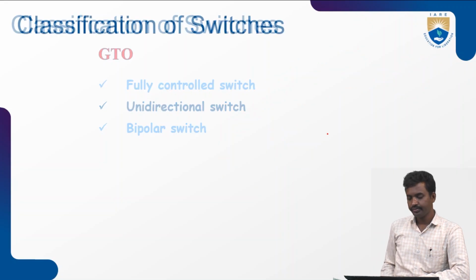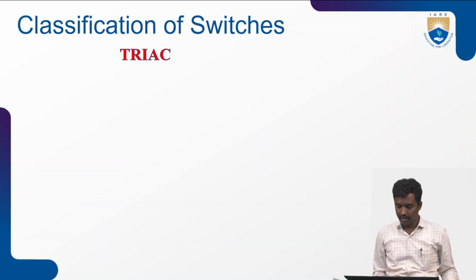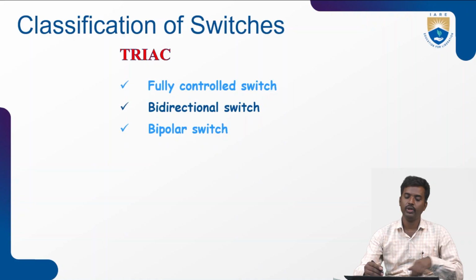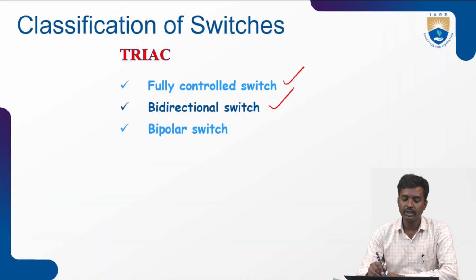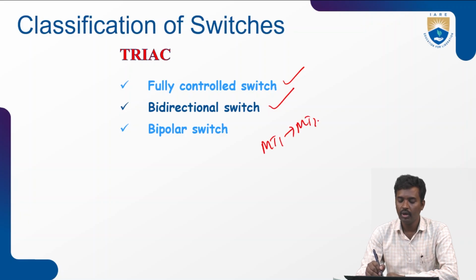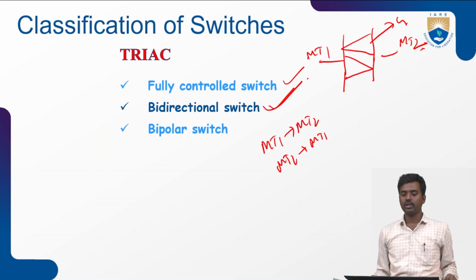So now here, triac. What do you mean by triac? It is for alternating current. It is a fully controlled device. Turn on and turn off is in our hand, and it is a bidirectional switch. Current can flow in both directions, MT1 to MT2 and MT2 to MT1. Here it is the triac symbol. So now here MT1 and MT2, and there is a gate. It is a bidirectional switch, turn on and turn off.